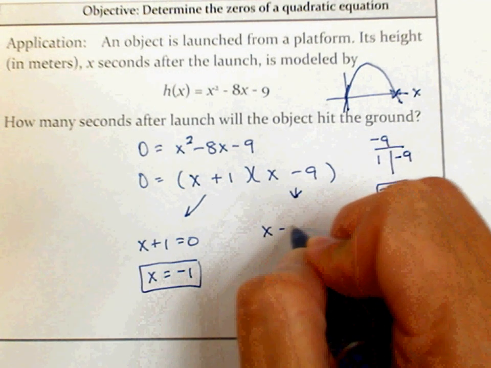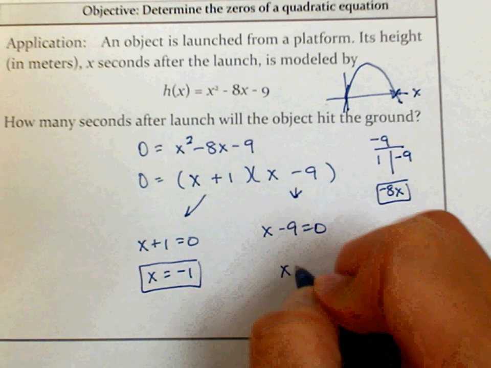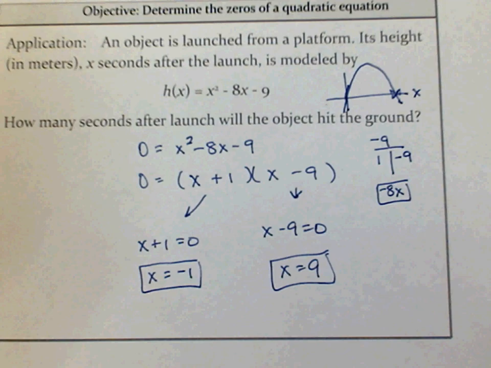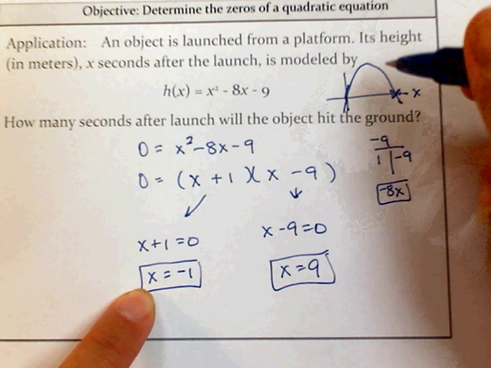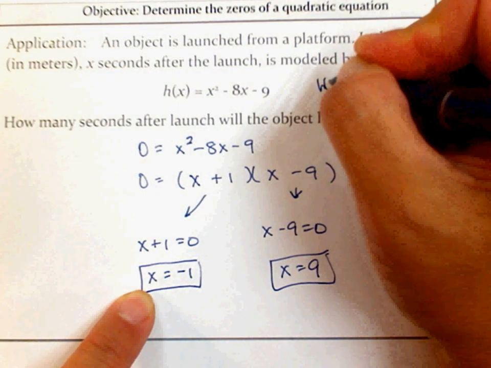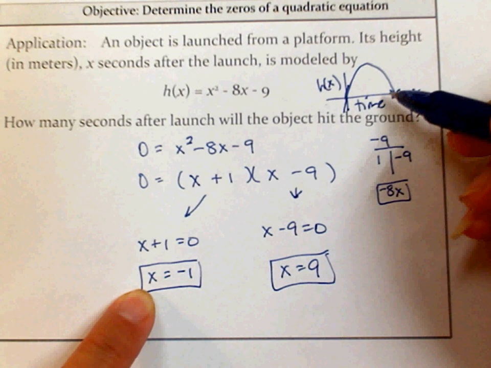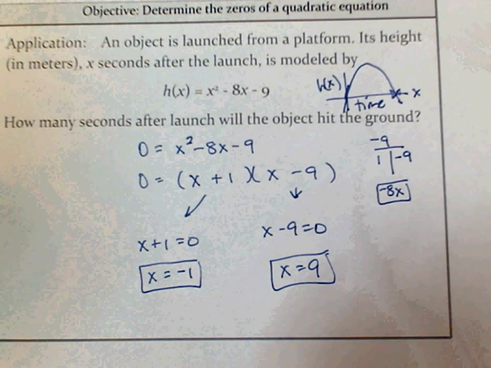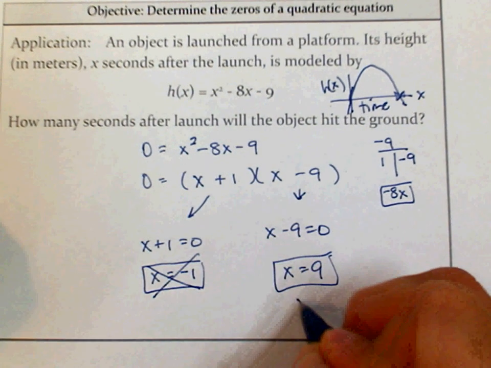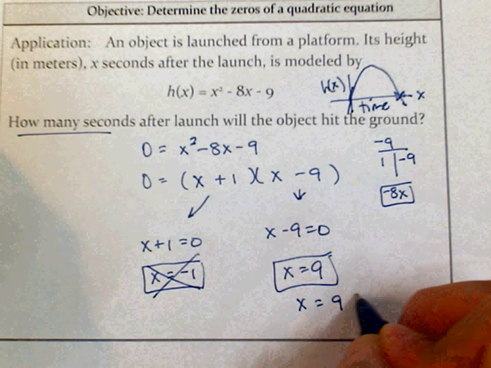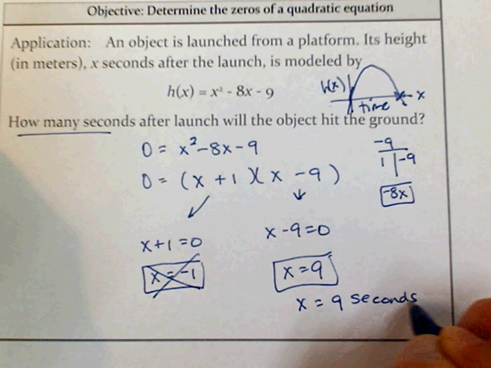Okay, so if you're throwing something on the ground, x is the time, so this is your time, this is your height, right? Can you technically have a negative 1? Can you throw something before you actually throw? No, so that's not the answer. So x is equal to how long? How many seconds? So 9 seconds. Don't forget your units, okay? And there you have your solutions.